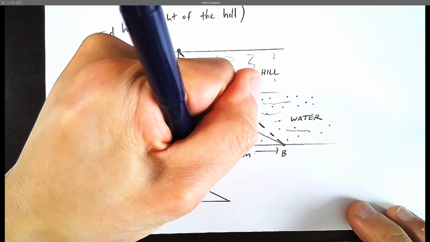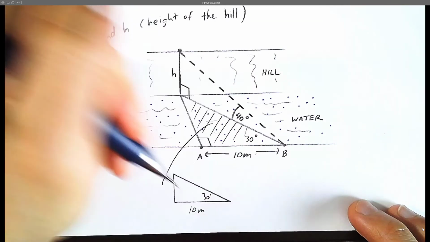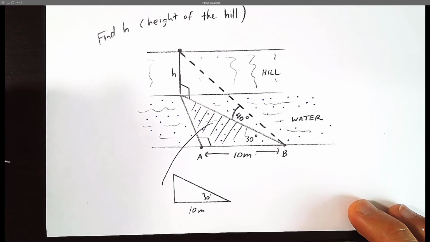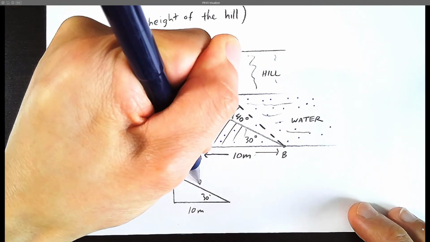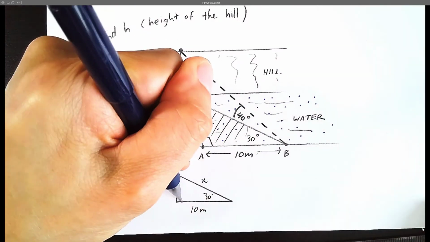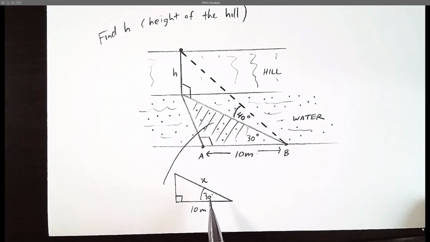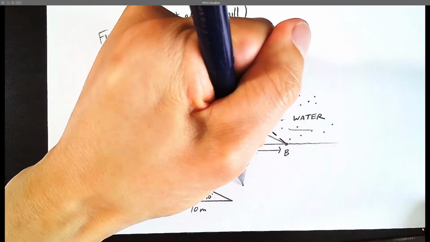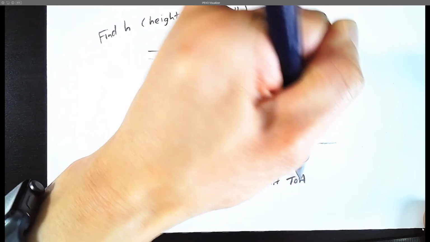So we have 30 degrees. I'm just recopying the triangle here. We have 10 meters. And what we want to do here is solve for x. We'll call that the hypotenuse. And this is a right angle. Put your finger on the angle, and we're interested in adjacent, hypotenuse. Adjacent, hypotenuse. SOH CAH TOA.